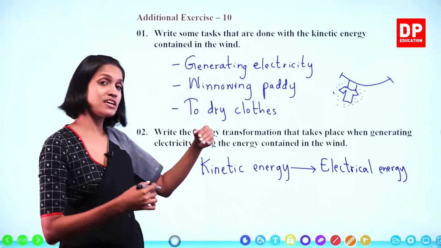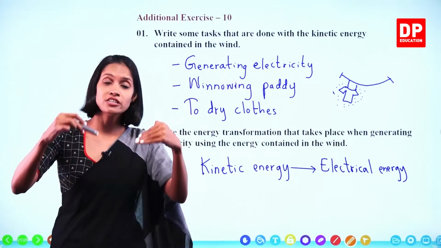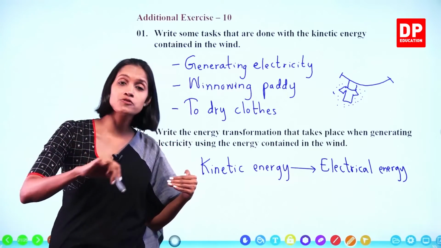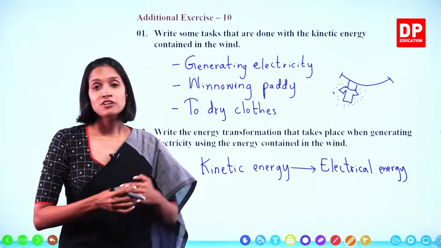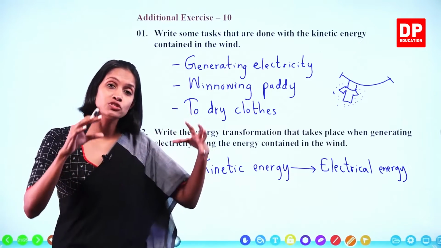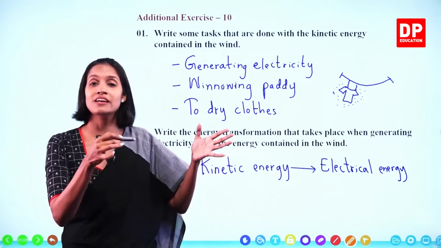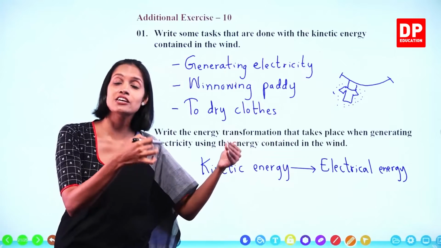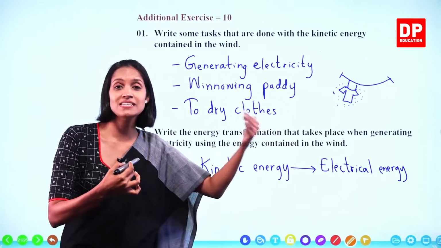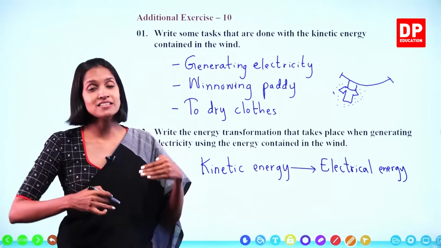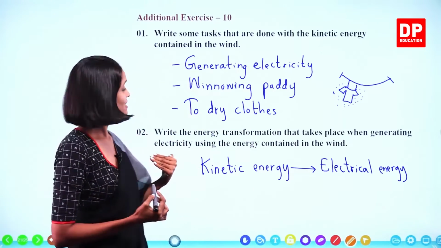In the wind power station, there are huge blades. That kinetic energy is provided to the blades, so the blades also start to rotate. So they also have kinetic energy. This huge turbine is connected to a dynamo, so the dynamo also starts to rotate. Now when the dynamo rotates, electrical energy is generated. So kinetic energy is converted into electrical energy, right? Okay.